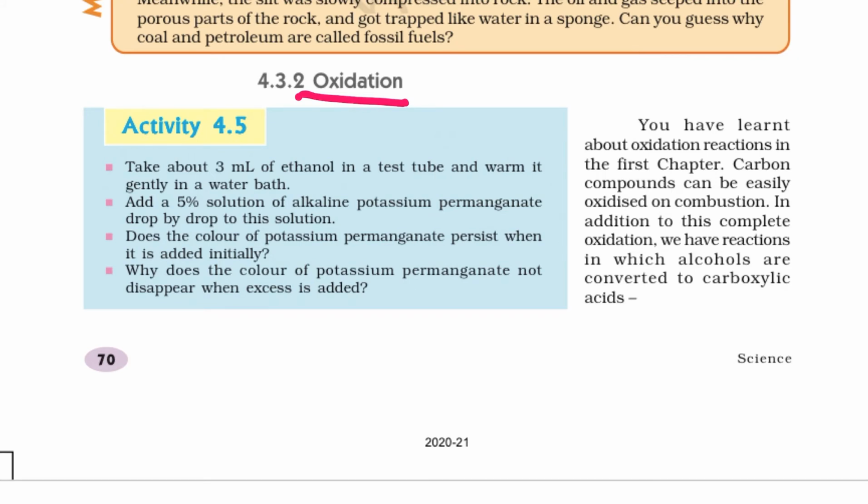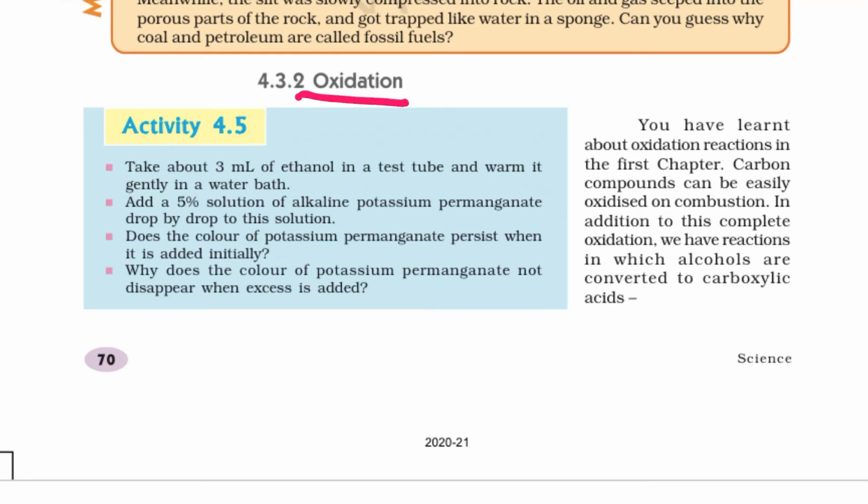Take about 3 ml of ethanol in a test tube and warm it gently in water bath, otherwise it might catch fire. Add 5% solution of alkaline potassium permanganate, that is KMnO4, drop by drop to this solution. Does the color of potassium permanganate persist when it is added initially? Why does the color of potassium permanganate not disappear when excess is added?